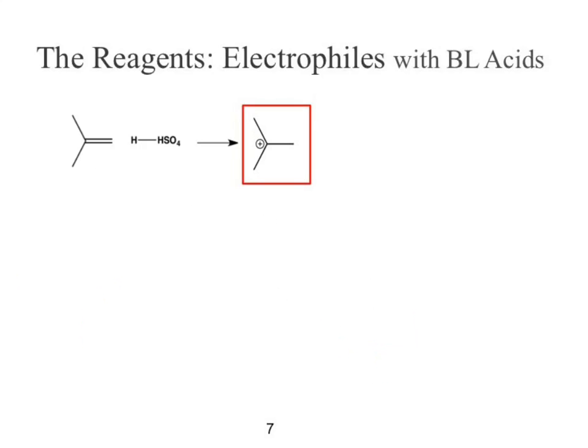Why not use something like HCl? What's the problem with HCl? The chlorine acts as a nucleophile. The chlorine would react with the carbocation instead of the aromatic ring. So the acid we have to add has to be a non-nucleophilic acid.